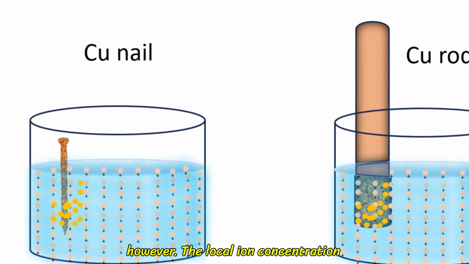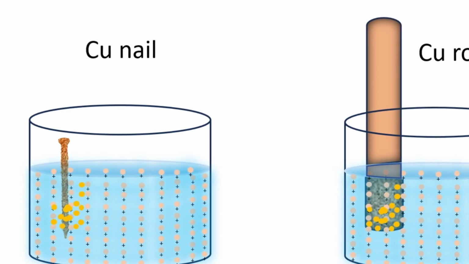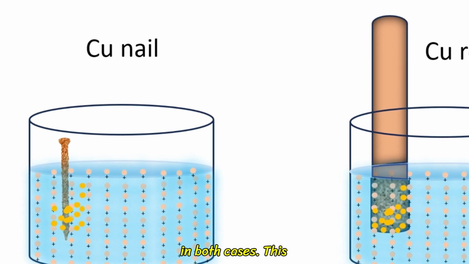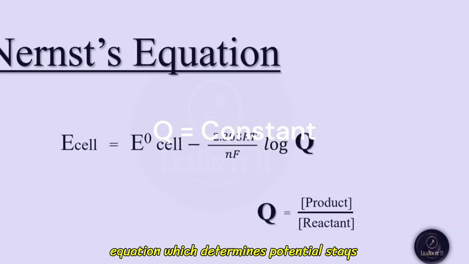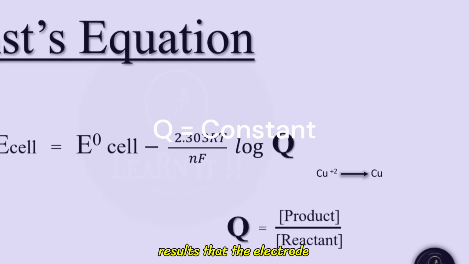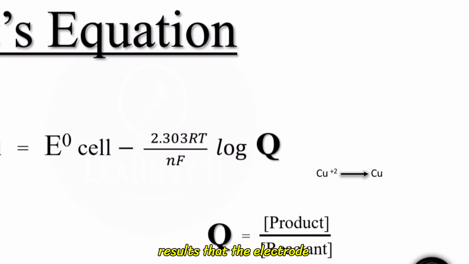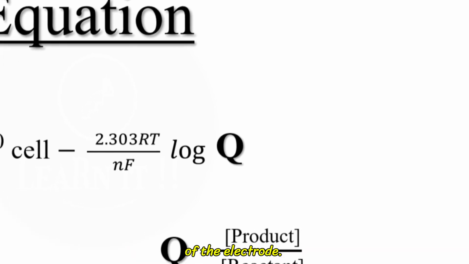However, the local ion concentration at the electrode surface remains the same in both cases. This means the reaction quotient in the Nernst equation, which determines potential, stays constant. So it results that the electrode potential remains unaffected by the size of the electrode.